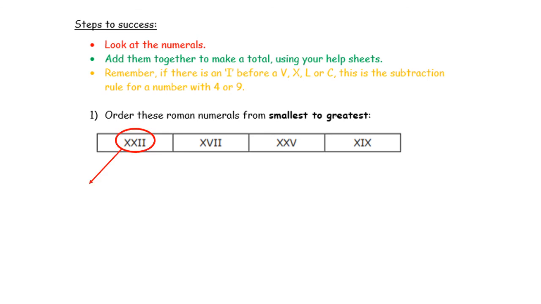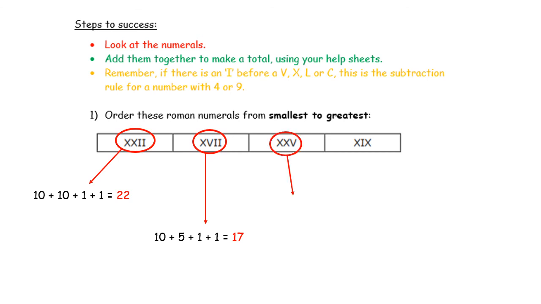XXII. So I know that X is 10 and I is 1, so I've got 10 plus 10 plus 1 plus 1, that's 22. Second one, XVII. That's X is 10 plus V is 5 plus I is 1 plus I is 1. So 10 plus 5 plus 1 plus 1 is 17. And then the next one, XXV, that's 10 plus 10 plus 5 is 25.